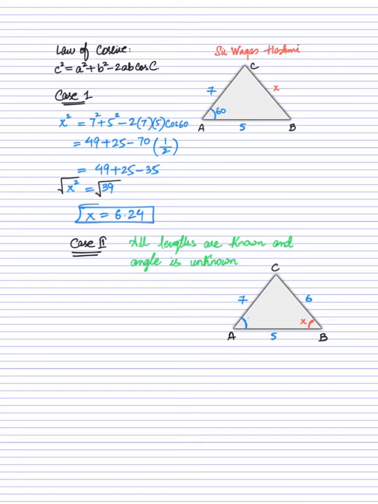Alright, now in case number 2, when all the lengths are known and the angle is unknown, you need to apply the law of cosine here. Now we need to learn how you are going to solve this type of question. In that question, the three sides are known and the angle x is unknown. We discussed in case 1 what the law of cosine is and how you apply it. We are going to apply the same logic here.